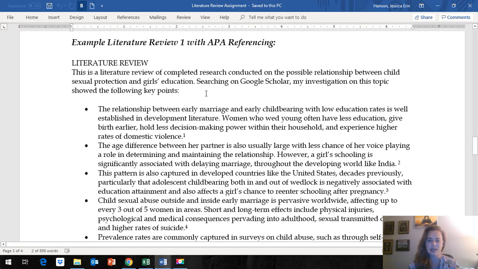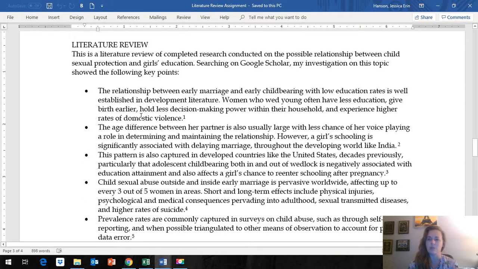It says that I used searching on Google Scholar, that my investigation on this topic showed the following key points. I'm not going to go through all the points. This is on the handout, which is on the website and on Facebook, and it has been sent in email form. So you should have this copy. But let's go through the first bullet point.